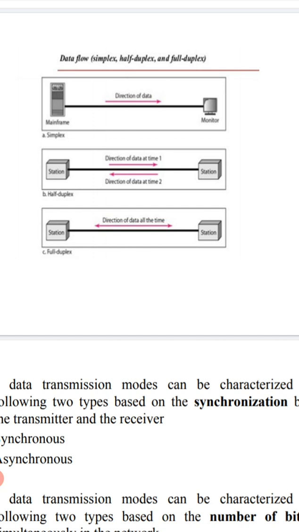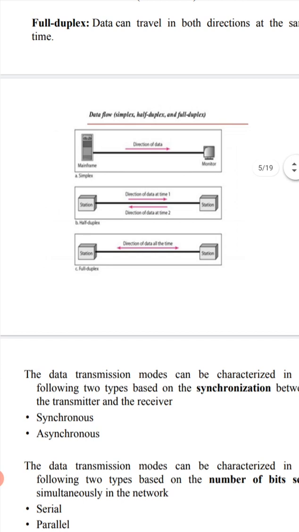So the direction of data at time 1 is source to destination. At time 2, the direction is destination to source. Then full duplex: the direction of data is both at all times. Anytime both source and destination can send and receive the data. So these are the three types of transmission mode based on the direction.